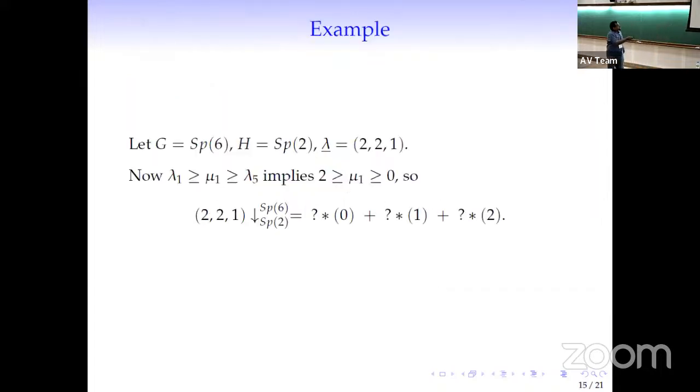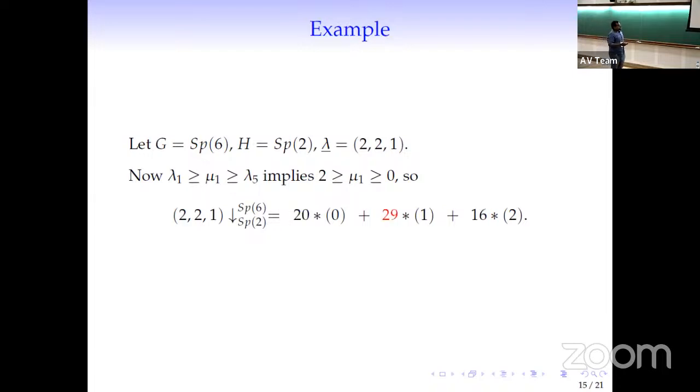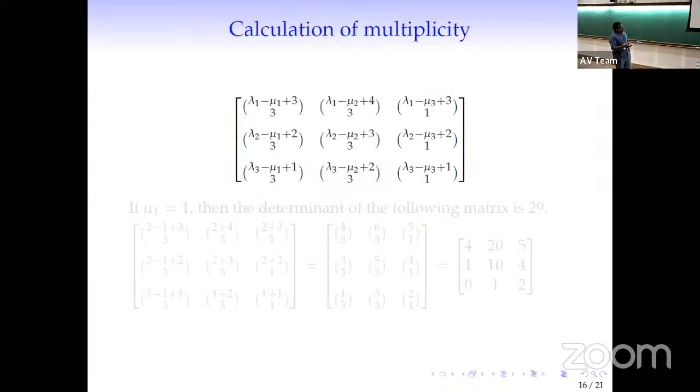So this is lambda_1 greater or equal to mu_1 greater or equal to lambda_5. So mu_1 is in between 2 and 0. So the options are 0, 1, and 2. So these three will certainly appear, but the question is how. What is their multiplicity? It says that it will be 20 times, 29 times, and 16 times. So I choose to show the cardinality of 1.